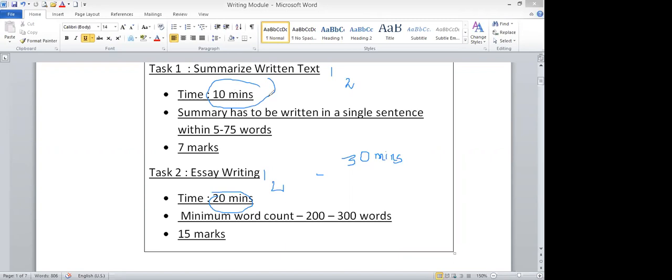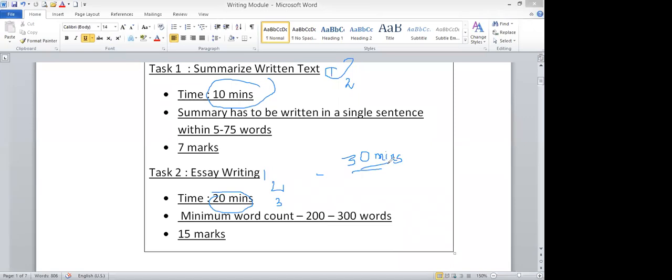On the other hand, if you get 3 essays and only 1 summary, you're spending 3 into 20, 60 minutes in essays and 10 minutes for your summary, which is 70 minutes, which is the maximum time you can spend in your writing module. Nothing can go beyond this. So maximum time is 70, minimum time can be 30 minutes. Okay, so depending on the number of questions you get on the exam day, you will be able to understand.